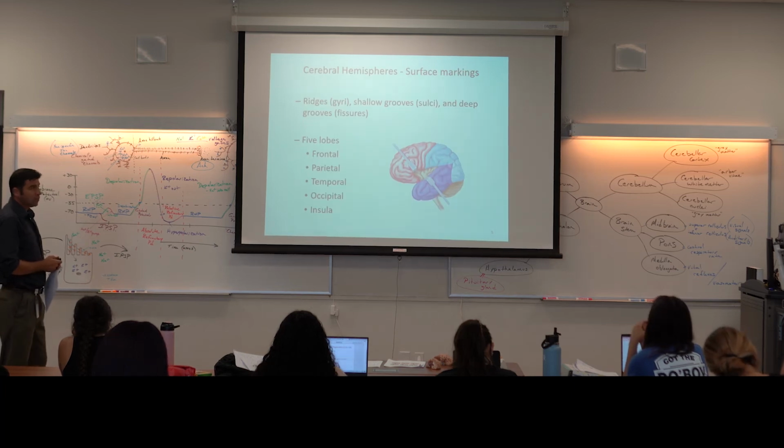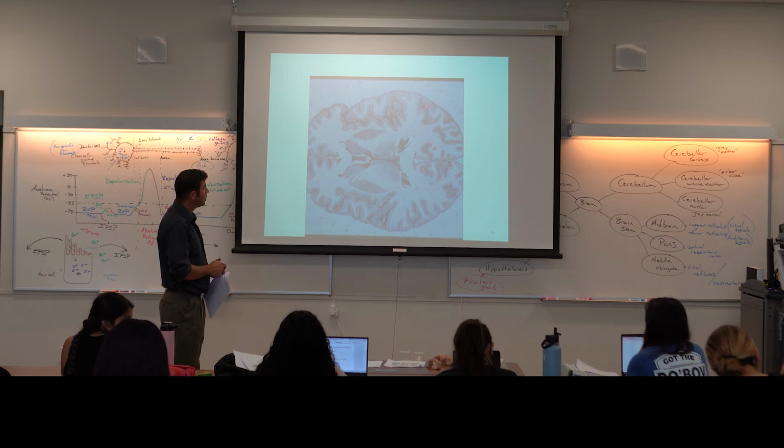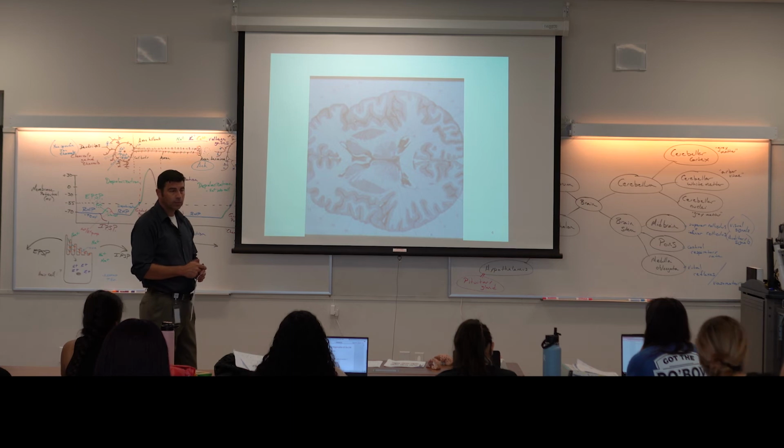I have a question. Yeah? In the cerebral cortex, the textbook says the neurons there are interneurons. What kind of neurons are those?